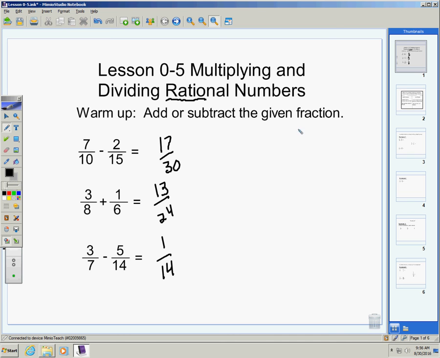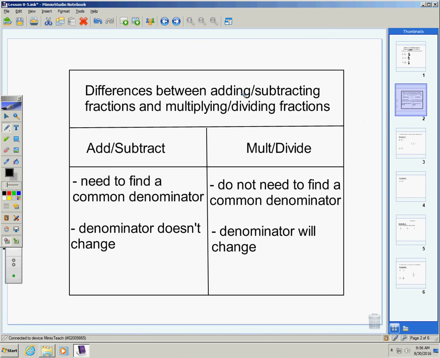Now, looking at the differences between adding and subtracting fractions and multiplying and dividing fractions, I think that multiplying and dividing is a lot easier. Adding and subtracting is a little harder, because when you add and subtract, you need to find a common denominator, and when you add and subtract, the denominator doesn't change. However, multiplying and dividing is much easier because you do not need to find a common denominator. You don't have to do that.